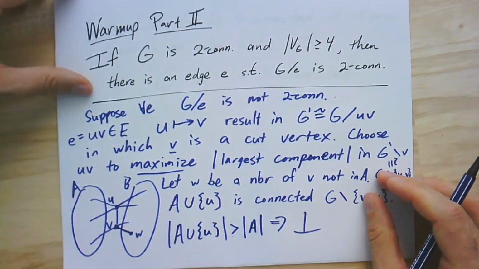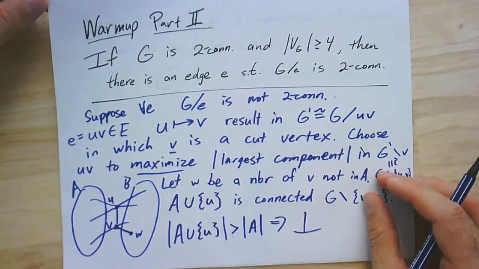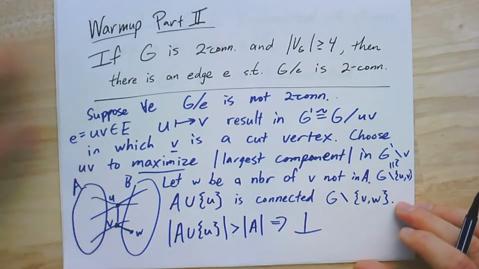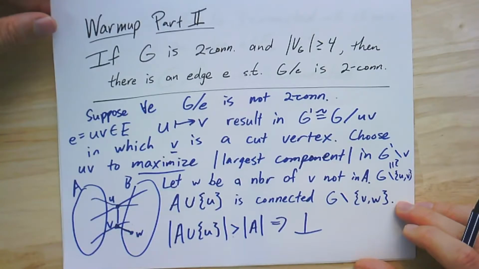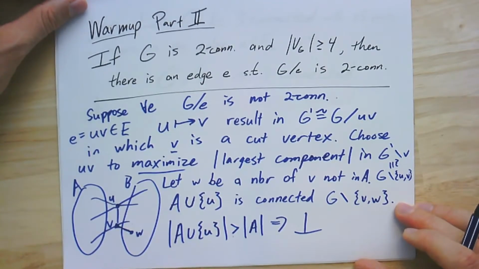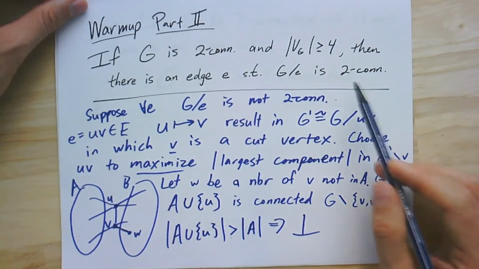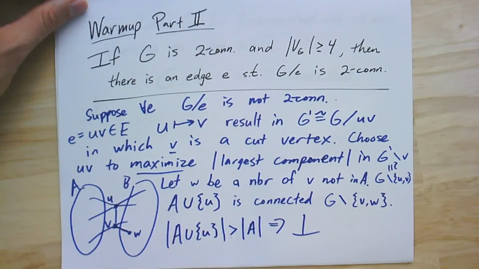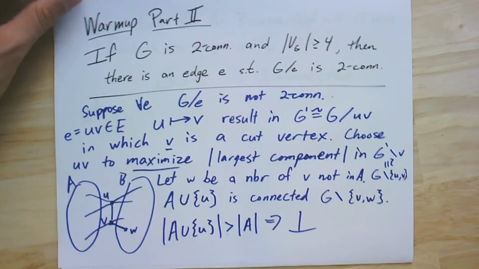All right, so that's how I derive a contradiction, just by saying, if I chose this one to maximize something, somehow I can still find a bigger one. And so I must have some edge I can contract to keep this 2 connected.